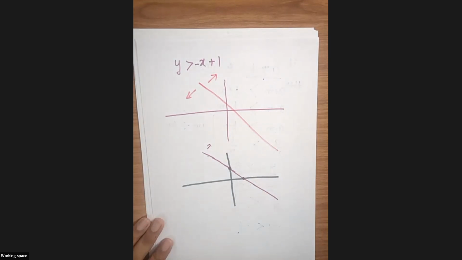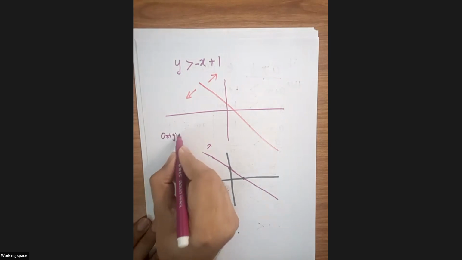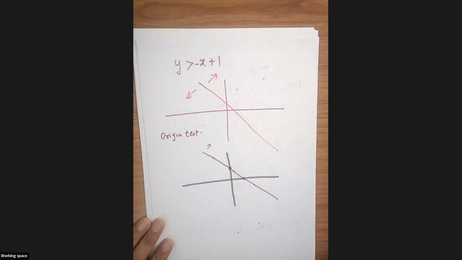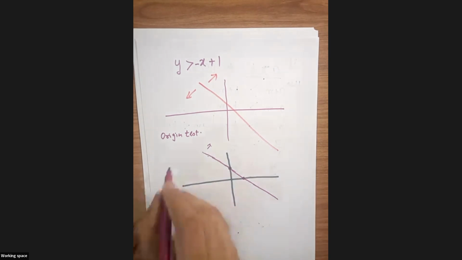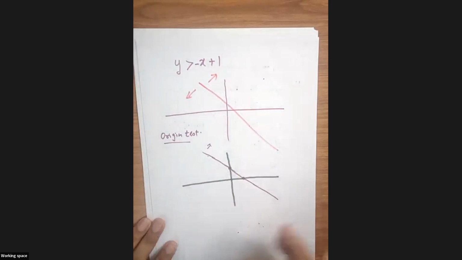Okay. Any other method? You can substitute, like put the origin values and see. Oh, so she says do origin test. इसको origin test बोलते हैं परी, जो आप लोगों ने शायद स्कूल में पढ़ा होगा. So what is origin test, guys? Origin test says कि आपके equation में origin के coordinates डालो. Origin के क्या coordinates हैं? 0, 0. So 0 greater than 0 plus 1, 0 greater than 1.